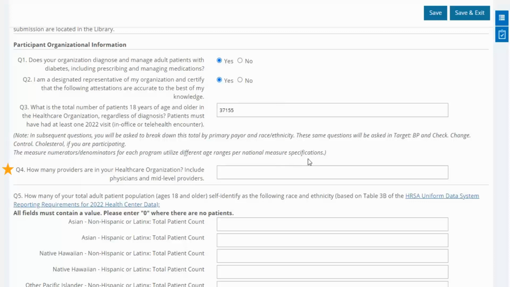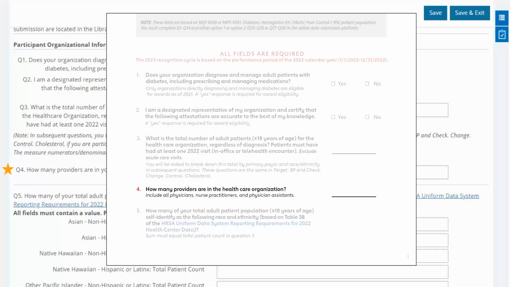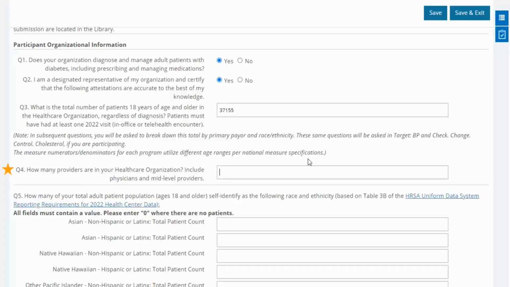For question 4, input how many providers your healthcare organization has. If you toggle back to the data collection worksheet, we are looking for all physicians, nurse practitioners, and physician assistants in your outpatient organization. My demo organization has 94 providers.